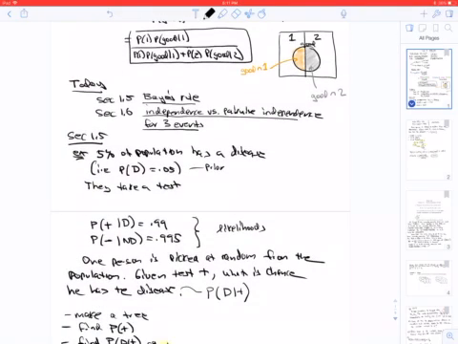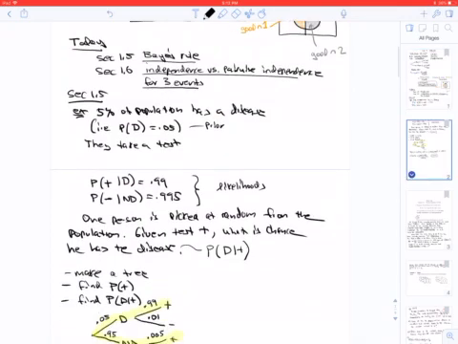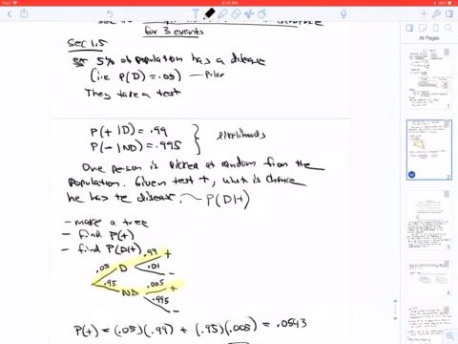So today we're going to finish Bayes' rule, and then we're just going to touch on section 1.6. You've already done the birthday problem. So we're just going to talk about independence versus pairwise independence for three events. So let's start with section 1.5, Bayes' rule.